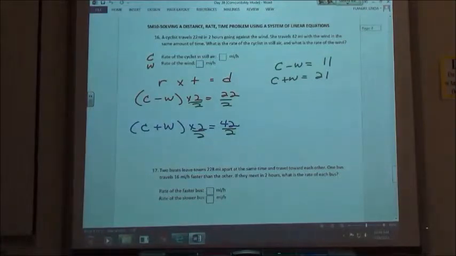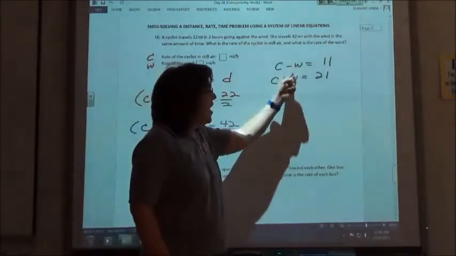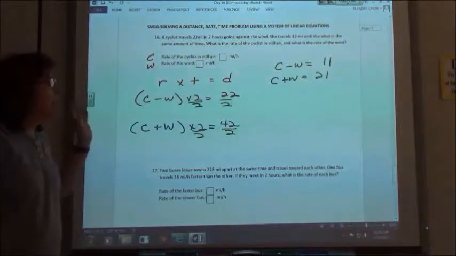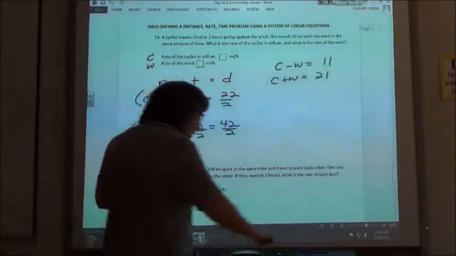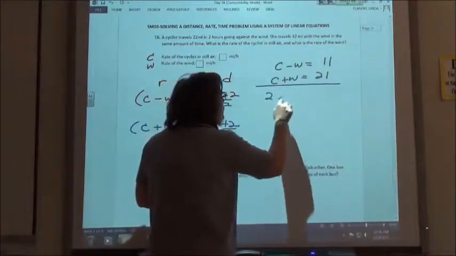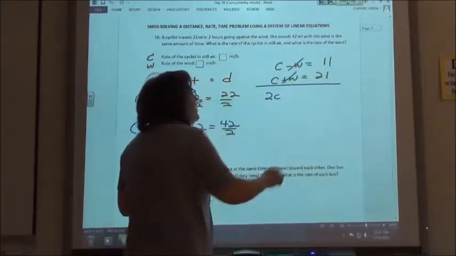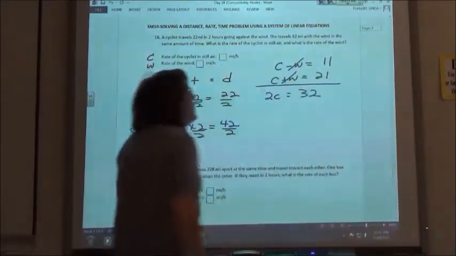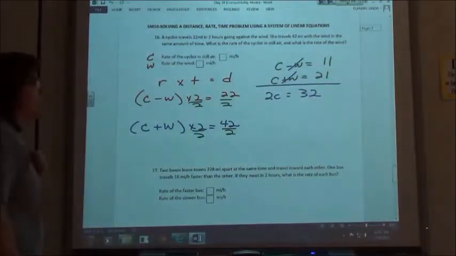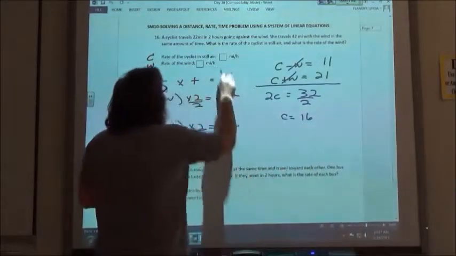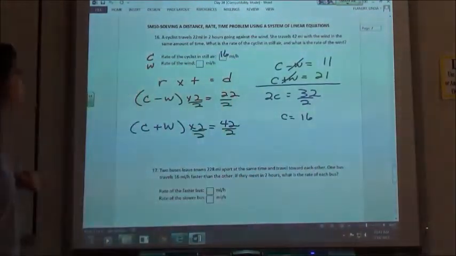Now this is like those very first word problems where we had the one with the sum and the difference. Notice we already have opposites in front of our W's, so we don't have to multiply anything by anything. We can just add our two equations together, because the W's are going to cancel out. A C plus another C is 2C. Negative W and a positive W cancel each other out. 11 plus 21 would be 32. In order to solve that, all I need to do is divide by 2. So the rate of my cyclist is 16 miles an hour.